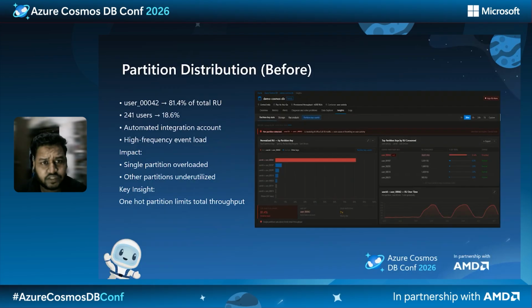So now, this is the root cause. One partition key user is consuming over 81% of total RU, and the remaining 241 users are sharing less than 20%. This user is an automated integration account generating a high volume of events. Cosmos DB distributes throughput evenly across partitions. So if most traffic goes to one partition, that partition becomes the bottleneck. Even if total RU is available, it cannot be used effectively because it is concentrated on a single partition.